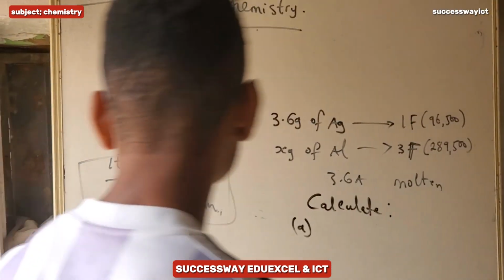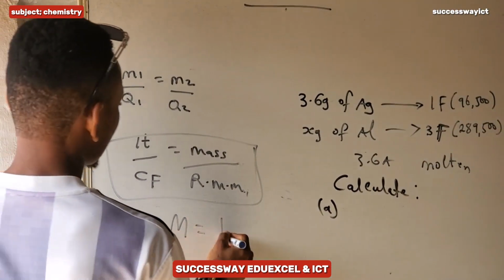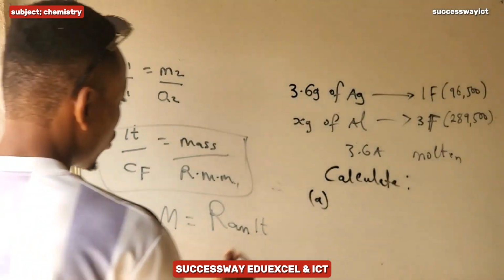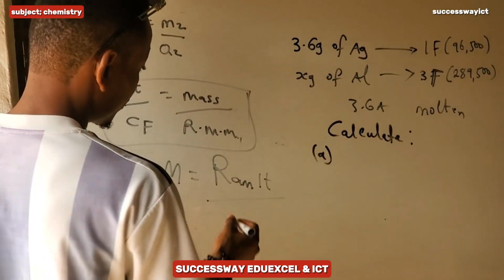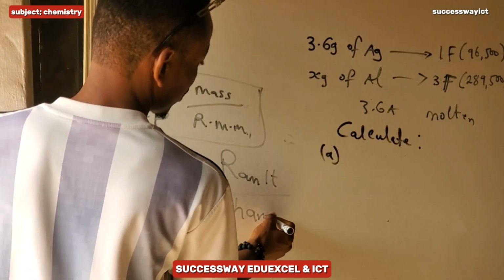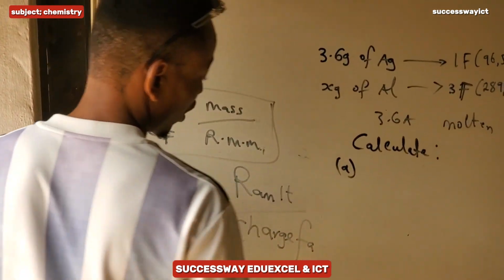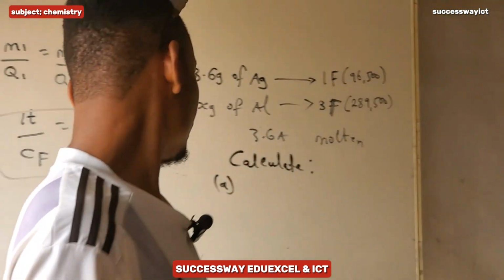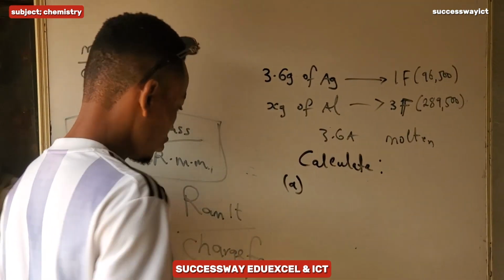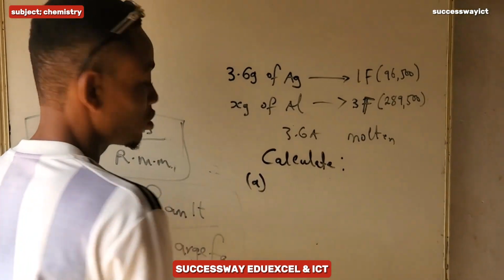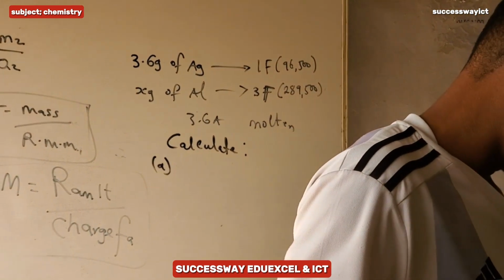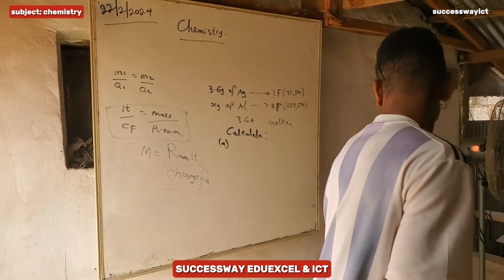Then still write this: M equals RAM IT over charge, Faraday. Charge, Faraday. I'll tell you how we apply it. So be looking at these three formulas. Charge, Faraday. Let's look at that.